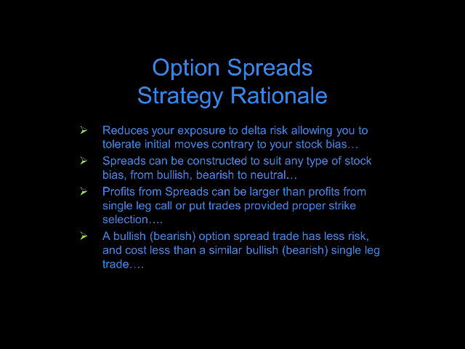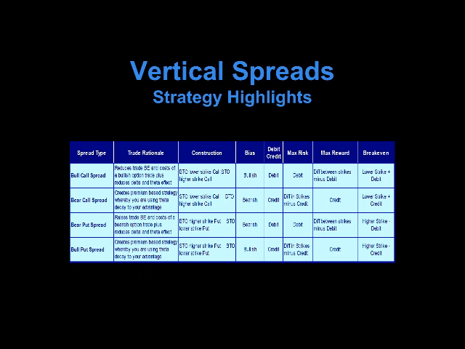Basically, when you put on a spread, you're reducing your delta risk. Why? Because you've got a positive and a negative call, or a positive and a negative put together in the same position. So one has positive delta, the other has negative delta, so they net themselves out a little bit. And as I say here, you can be bullish, bearish, or neutral by constructing spreads. And you can make larger profits in spreads near term than just using calls. And you can do bullish or bearish, with a little bit less risk.